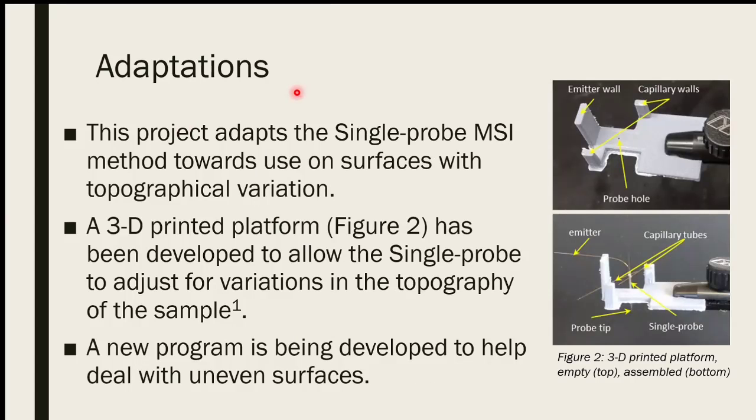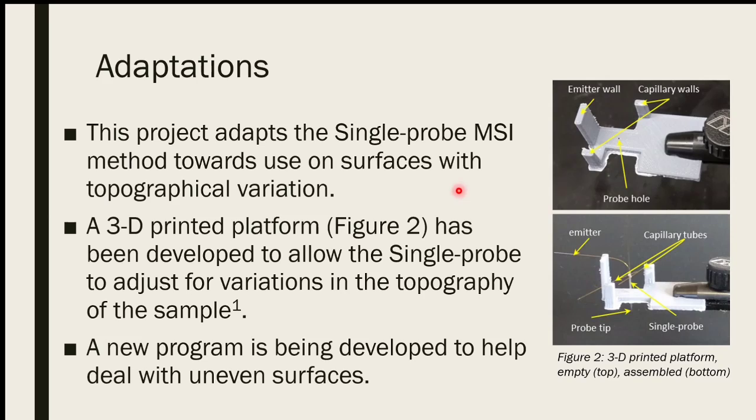Towards this, my project aims to adapt the single probe MSI method towards use on samples with topographical variation in their surfaces. And this project has both a hardware and a software component. I'll start with the hardware part, in which I have developed a 3D printed platform seen to the right, which allows the single probe to adjust for variations in the topography of the sample. And as you can see here, these capillary tubes act as springs to allow the probe to adjust its position relative to the sample such that it won't break or clog when moving along it.